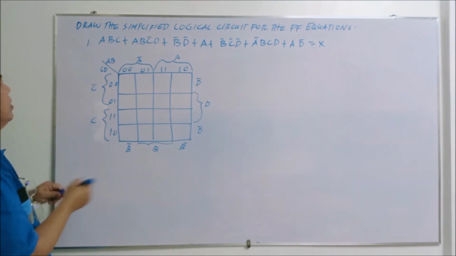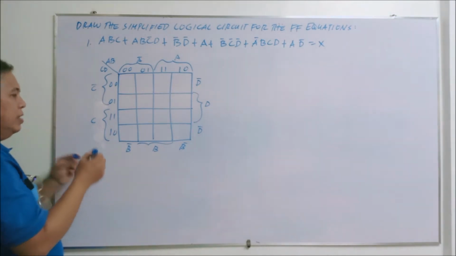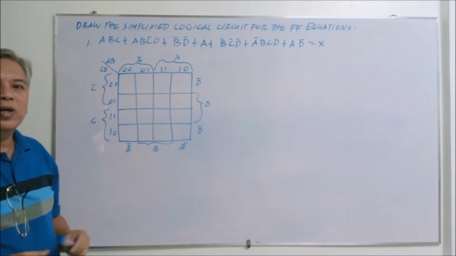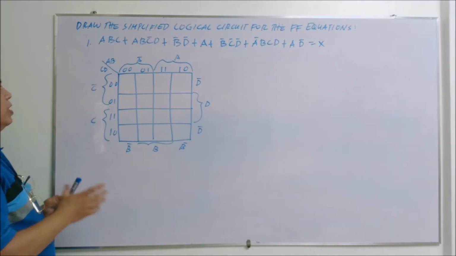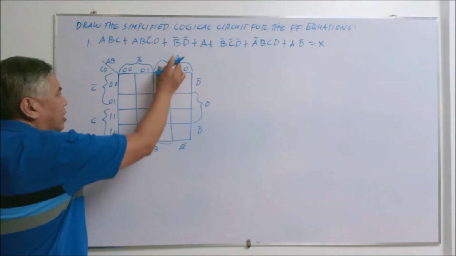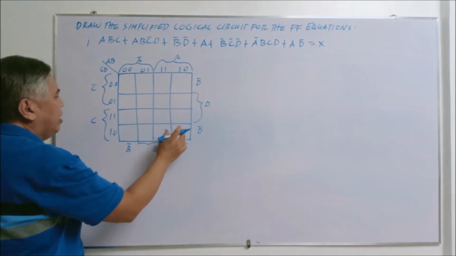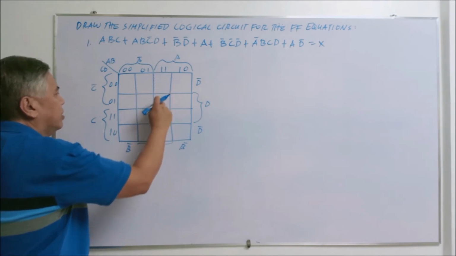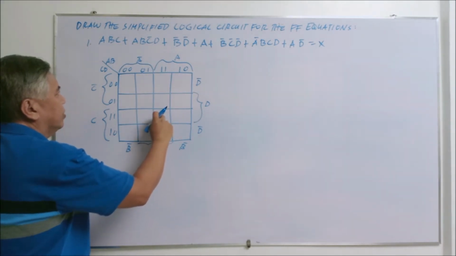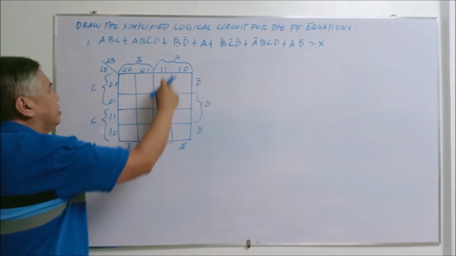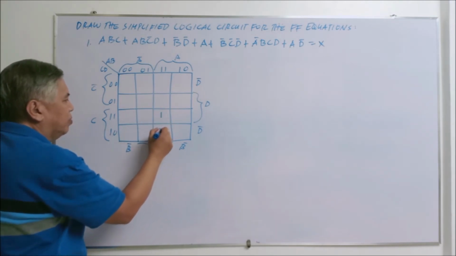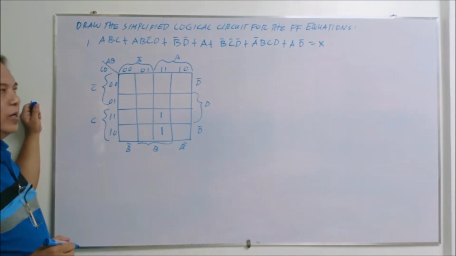So, we have A, B, C. That is a 3-variable term, equivalent to 2 adjacent cells. So, where can we locate A, B, C in our map? You have A, these 8 cells. Then B, it is in these 4 cells. And then C, where's C? These 2 cells here. So the intersection of A, B, and C is these 2 adjacent cells. So you place 2 ones there.